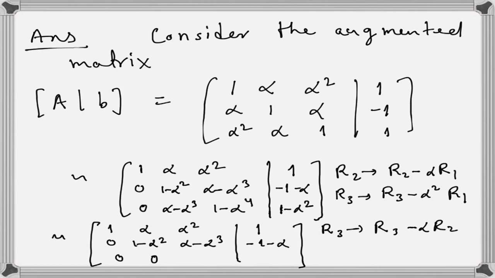alpha. This is 1 minus alpha to the power 4 minus alpha square plus alpha to the power 4, so 1 minus alpha square, and this is 1 minus alpha square plus alpha square, so this is 1 plus alpha. Okay, so now this is the reduced form of the augmented matrix.